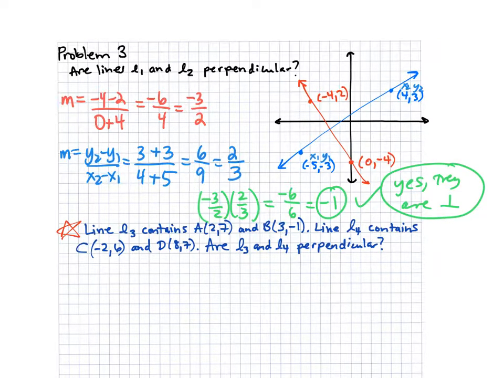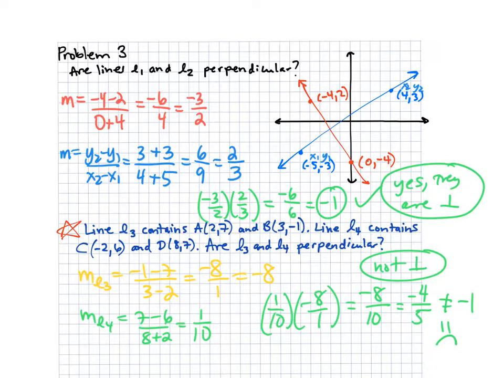Okay, so try the next one on your own. Calculate the slope for line L3, then calculate the slope for line L4. Then multiply the slopes together. If you get -1, they're perpendicular. If you do not, then they are not perpendicular. So push pause and check back after you're done. Okay, hopefully you got that they are not perpendicular, right? The slope of line L3 was -8, and the slope of line L4 was 1/10. When you multiply them together, you do not get -1, so they are not perpendicular.